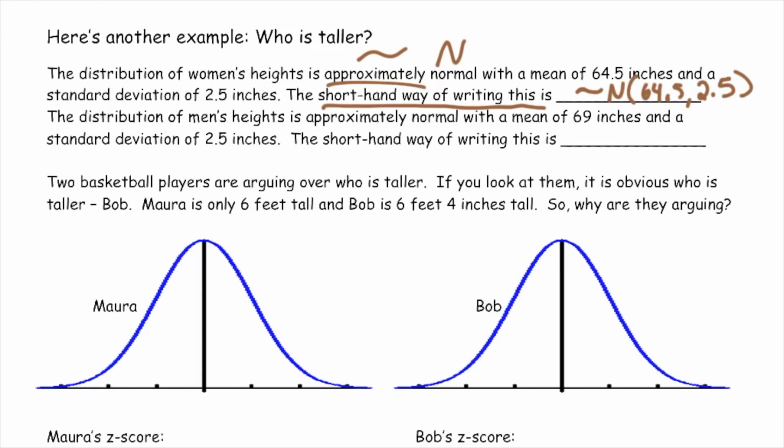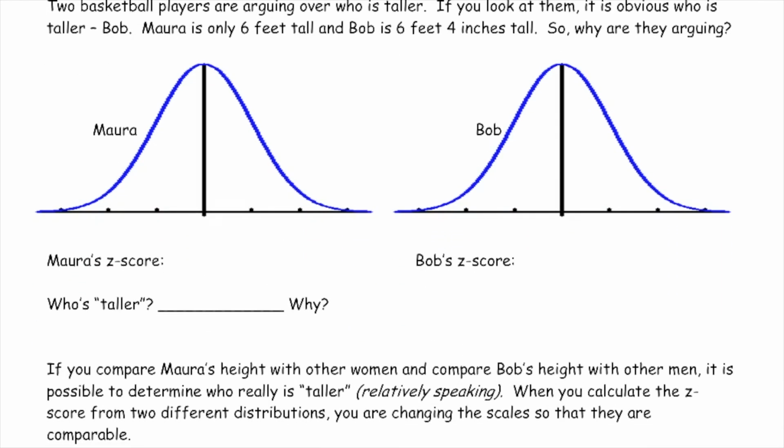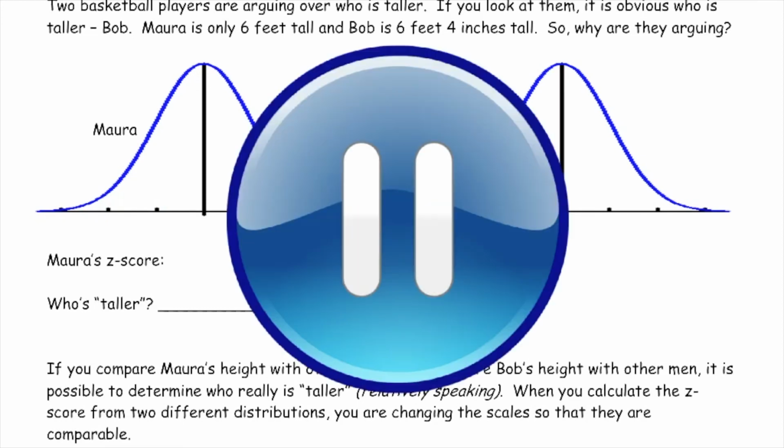So for women's heights, we've got this approximate normal. For men's heights, they're approximately normal, but the mean is 69 inches, and the standard deviation is 2.5. So this is comparing heights, women's heights versus men's heights. So now I want you to read this problem below and give it a shot. So pause the video, try this problem, and then check back.